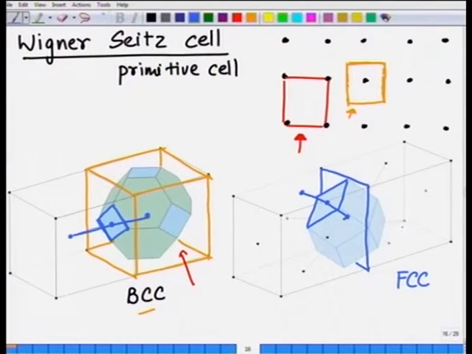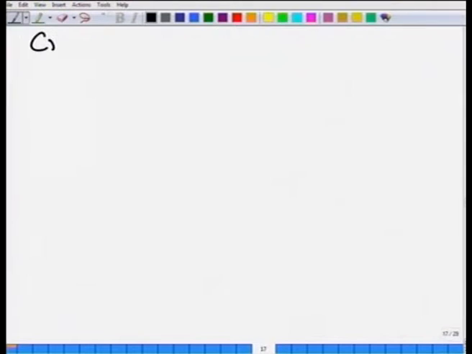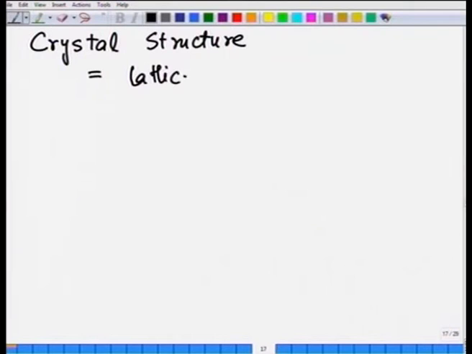But last point, maybe I should say what a crystal structure is, because I have not said it yet. Crystal structure is simply a lattice plus a basis. That means on all the lattice points which you have, you start putting atoms, and whatever the basis is, one single atom, two atoms, multiple atoms, whichever you want to put, that generates a crystal structure.